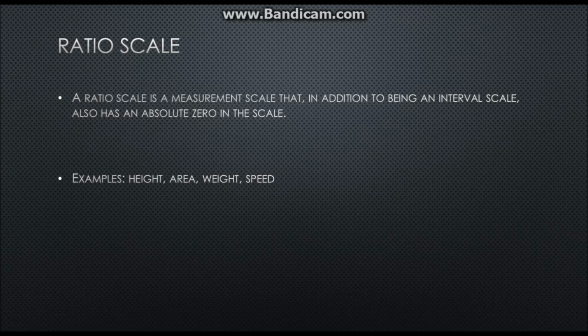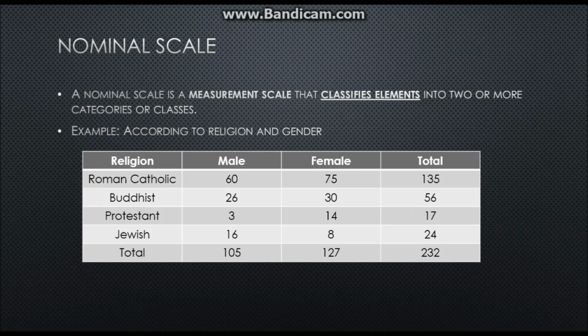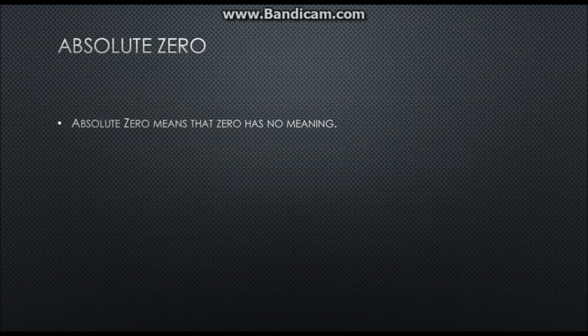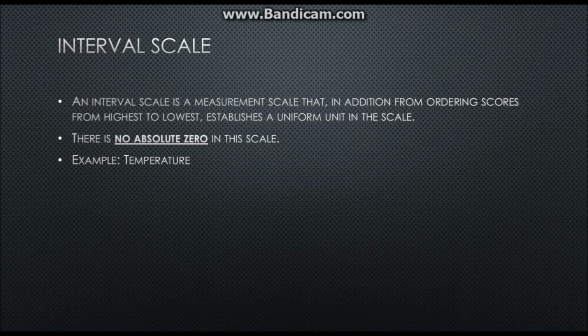Why? As you can see here in the example, height, it is impossible for something to have zero height. It is impossible for something to have zero weight or zero speed. So, to have a recap on what we discussed, nominal scale classifies elements, ordinal scale ranks individuals, interval scale has no absolute zero, ratio scale has an absolute zero.